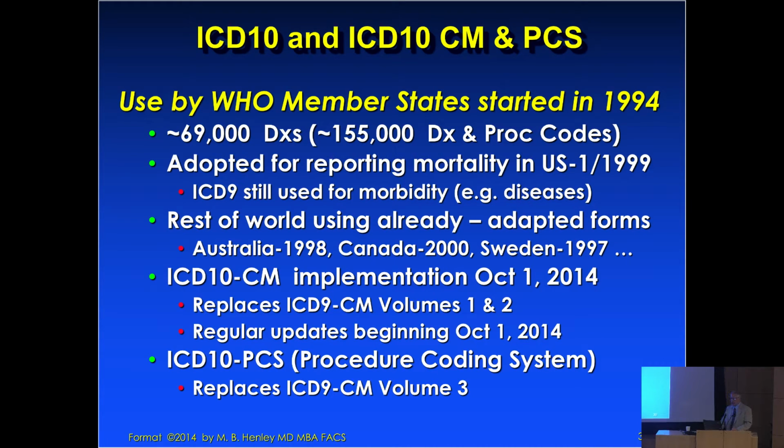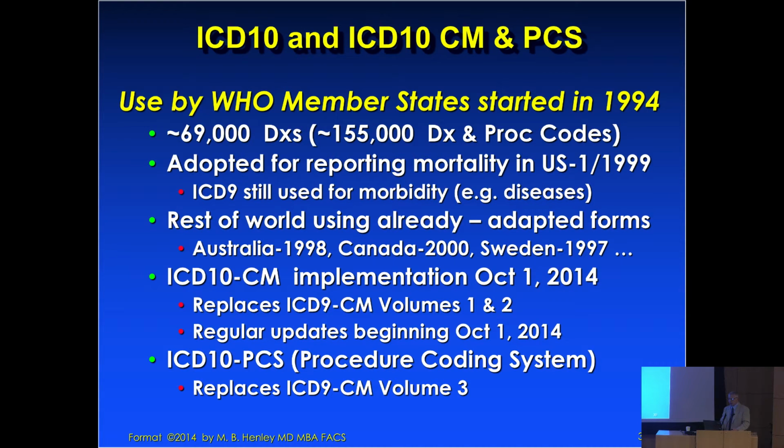ICD-10 is also 2 different code sets, the CM version of diagnoses and the procedural coding system. Its use was started in the world in about 1994 and represents about 69,000 diagnostic codes. If you combine both the procedural codes and the diagnostic codes, it's about 155,000. It was adopted for reporting mortality in the U.S. in 1999, so it's been used in the U.S. mortality sections for 15 years.